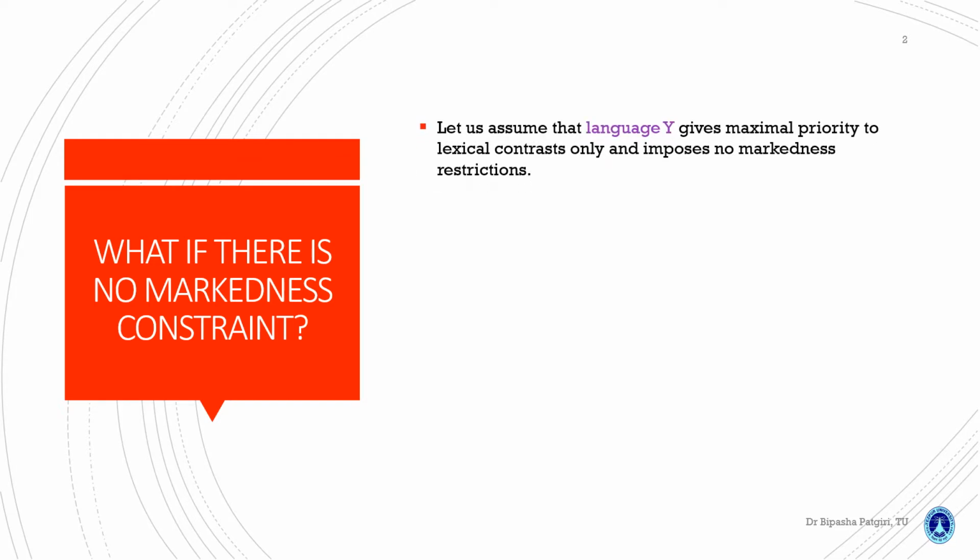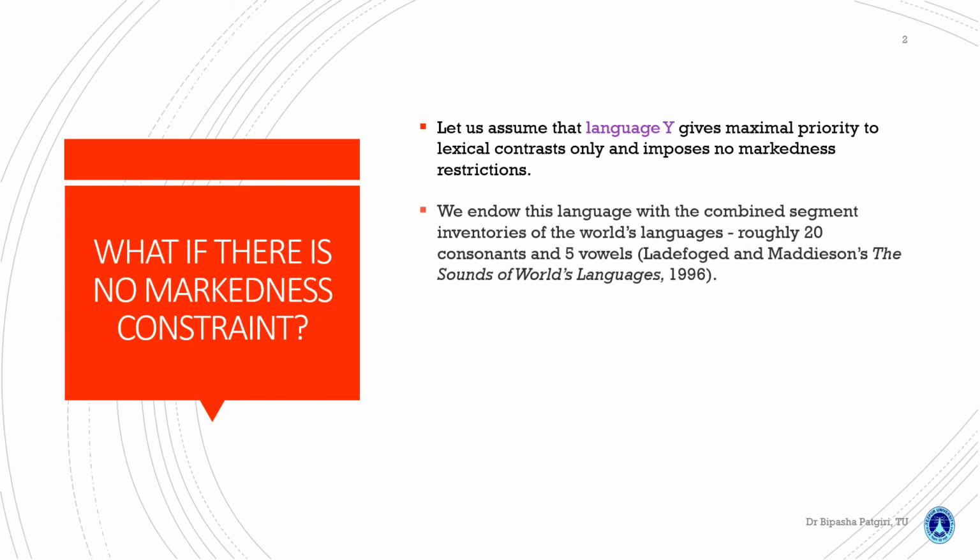Let us now assume that there is a language Y, and this language gives maximal priority to lexical contrasts only and imposes no markedness restrictions. So, lexical contrast means this particular language wants whatever was there in the input to be surfaced as the output. So, all the faithfulness constraints will be satisfied, and there won't be any markedness restriction in the language. Let us see what happens in this kind of a condition.